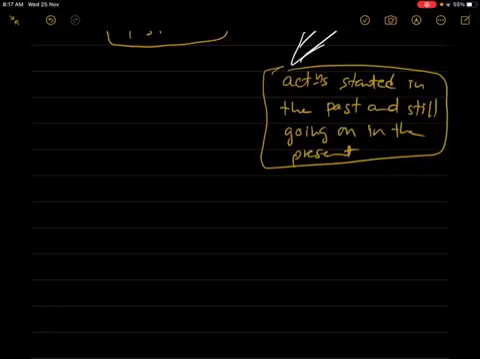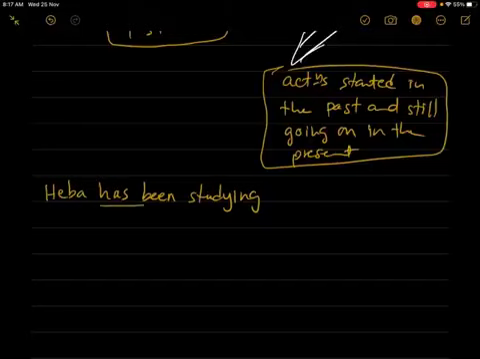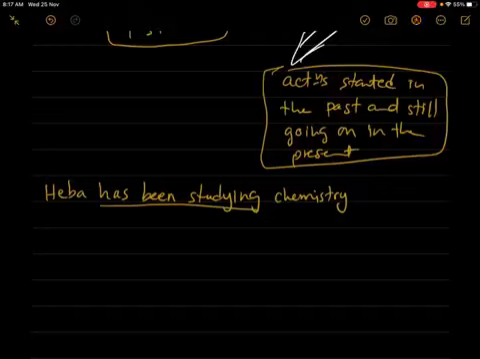Okay, so for example, Hiba has been studying, and we use has been studying. That's the format of the present perfect continuous. Has or have been plus the verb ing. Hiba has been studying chemistry. Okay? It means that she started this action in the past, and she is still studying chemistry in the present.